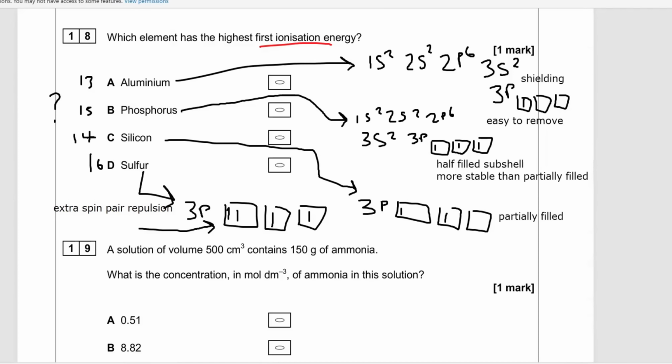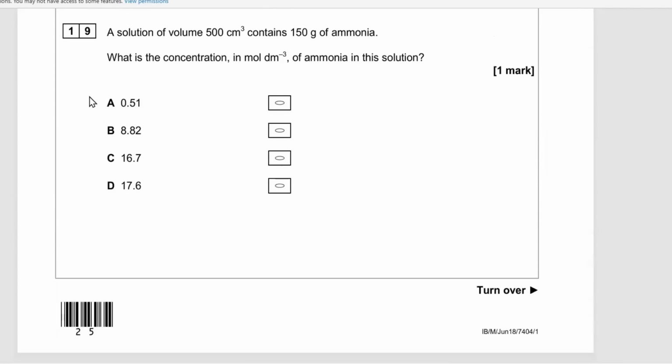And this is often a separate question. They ask you, why does sulfur have a lower ionization energy than phosphorus, even though it has greater nuclear charge and the electrons are being added to the same period, so the same kind of energy level? But the idea is there's extra spin pair repulsion, so it's easier to remove that electron. So the answer was phosphorus.